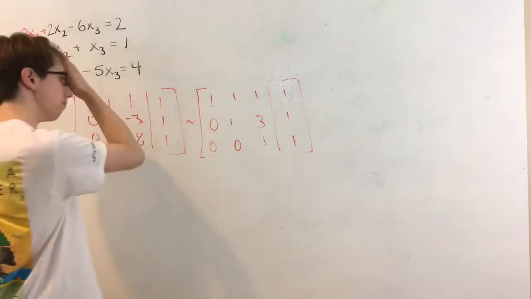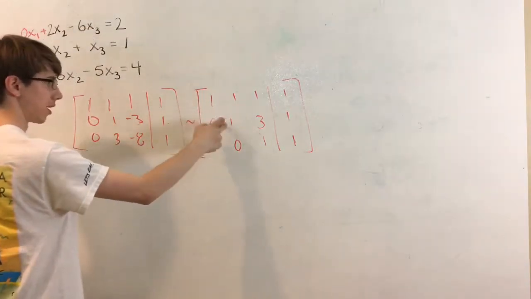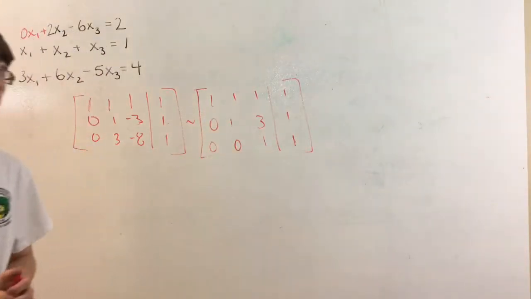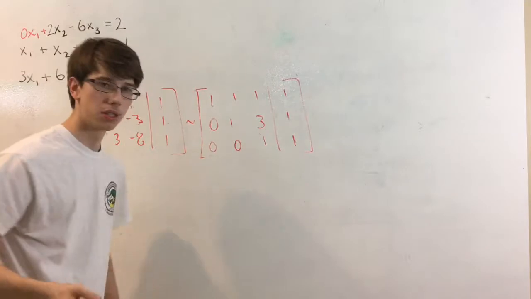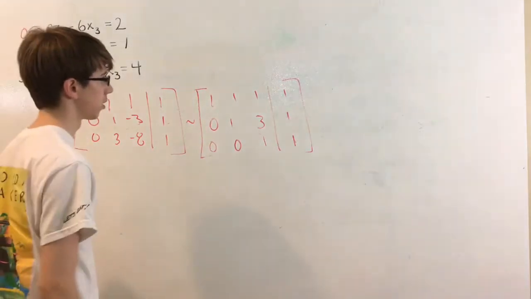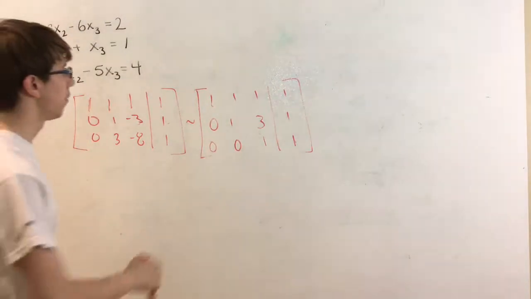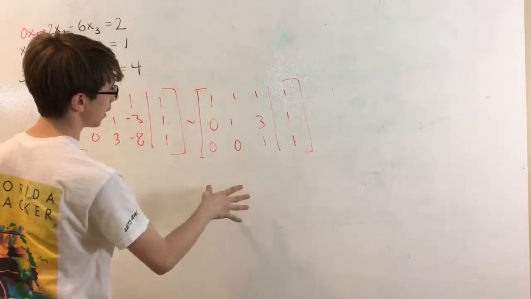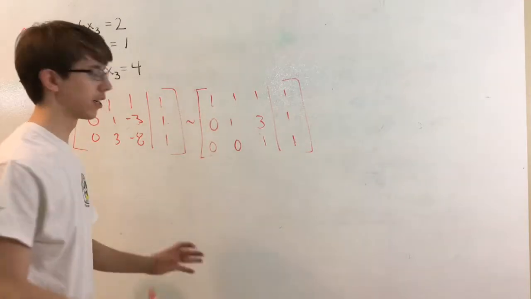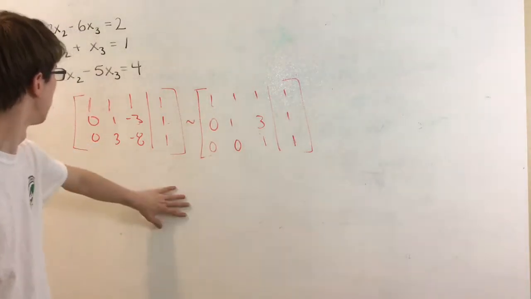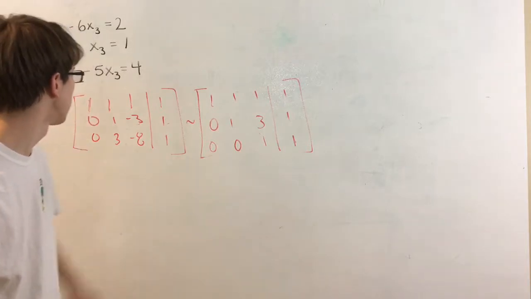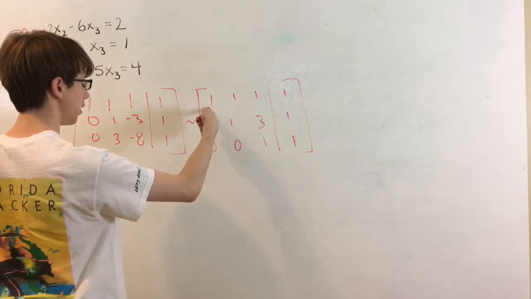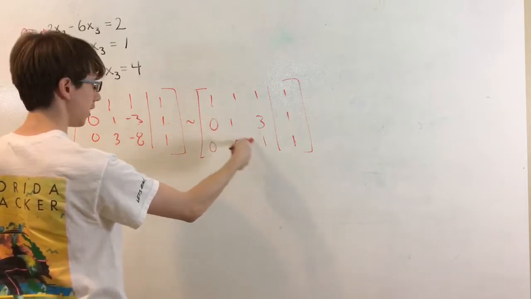We have a non-zero leading term at the start here, right? And it just so happens that they're all ones, so it will be easier to put everything into echelon form. But now that everything here is all in echelon form, this is an echelon form. And why is this an echelon form? Well, it's an echelon form because this is the leading term here, this is the leading term here, and this is the leading term here.